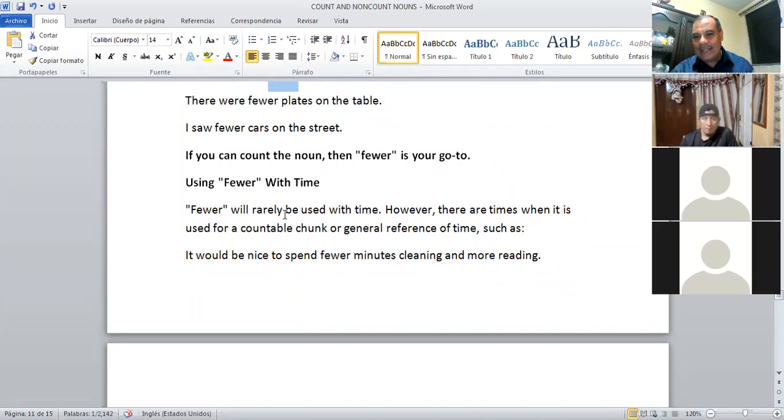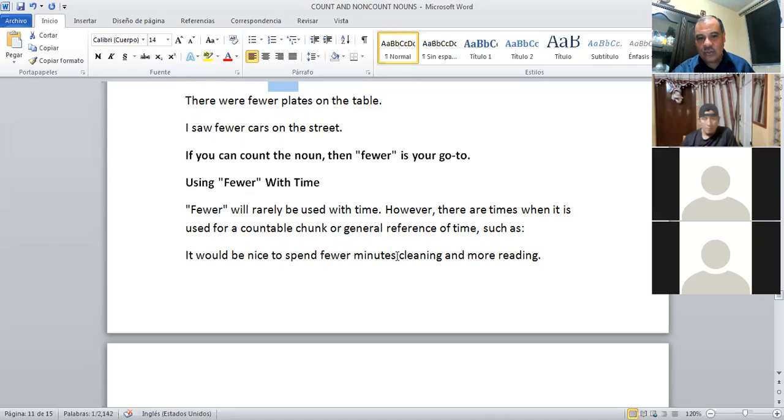Okay, now, be careful with time. When we talk about the quantifiers of time, such as seconds, minutes, hours, days, weeks, months, years, you have to be careful. Fewer will rarely be used with time. However, sin embargo, there are times when it is used for a countable chunk or general reference of time, such as: it will be nice to spend fewer minutes cleaning and more reading.